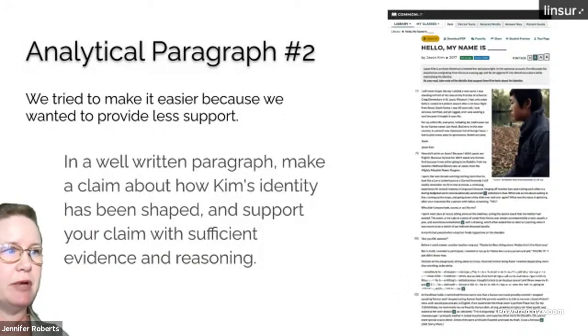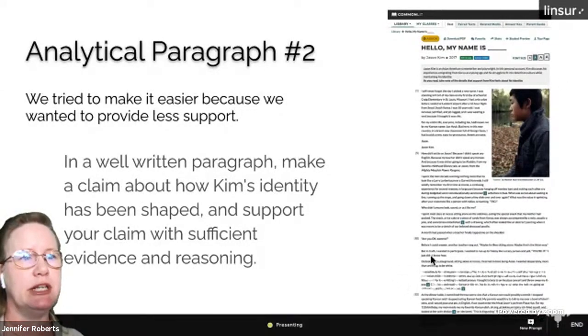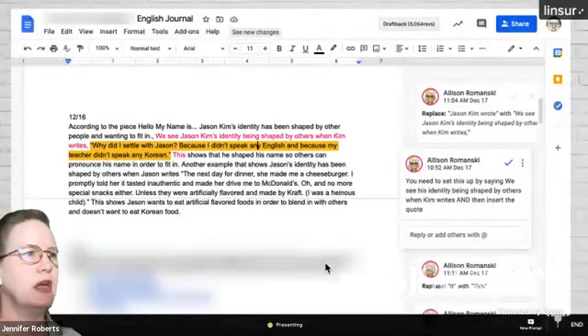In a well-written paragraph, make a claim about how Kim's identity has been shaped and support your claim with sufficient evidence and reasoning. So we read this one in CommonLit. There's a link to that in the resource doc that I just shared in the chat as well.